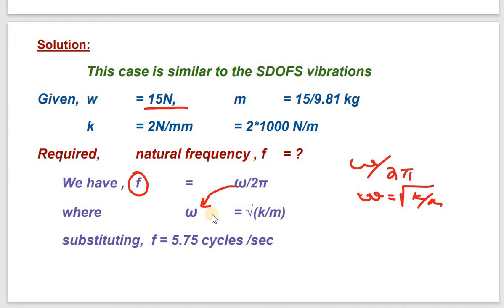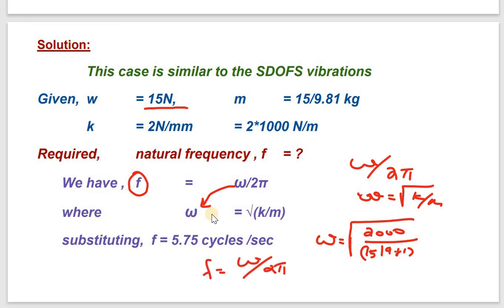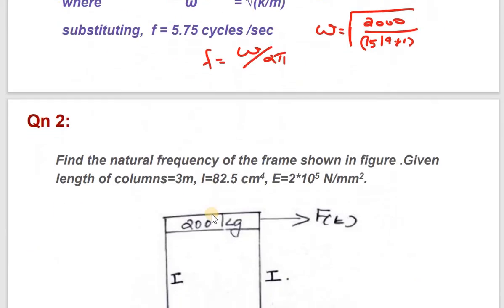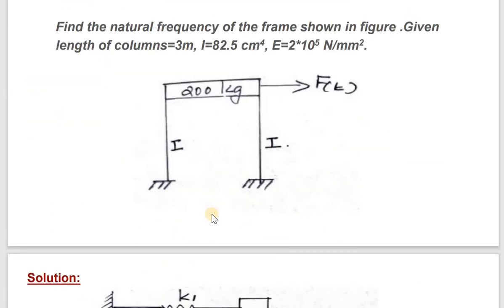So what is the value? Omega is equal to root of K, that is 2000, divided by M. M is 15 divided by 9.81. You will be getting omega, which will be around 36 something. Then F is equal to this value, omega divided by 2 times pi. So from that we will be getting the answer. Now another question we can look at. Find the natural frequency of the frame, given the length of the column.